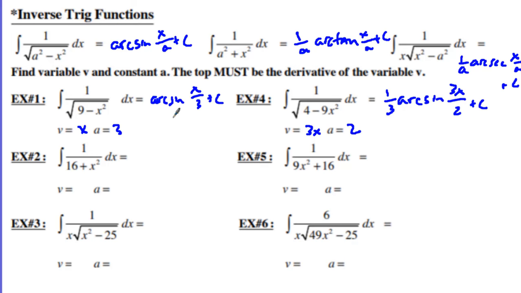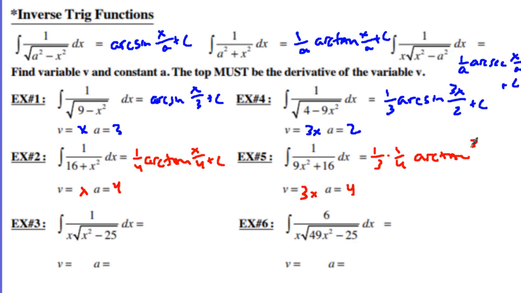Okay. This next one, it's definitely looking like an arctan. You can see my v is equal to x, my a is equal to 4. And so what are we doing? We're doing 1/4 arctan of x over 4 plus c. This next one, same thing. We have a 3x, we have a 4, and so this obviously is going to be my 1/3, because of the 3x right there, times 1/4, that's 1/12, arctan of the 3x over 4 plus c.